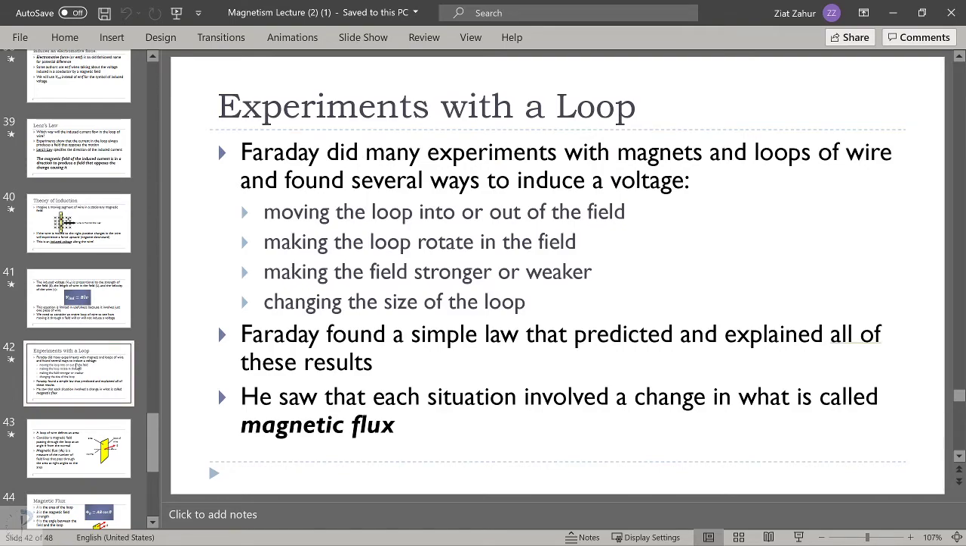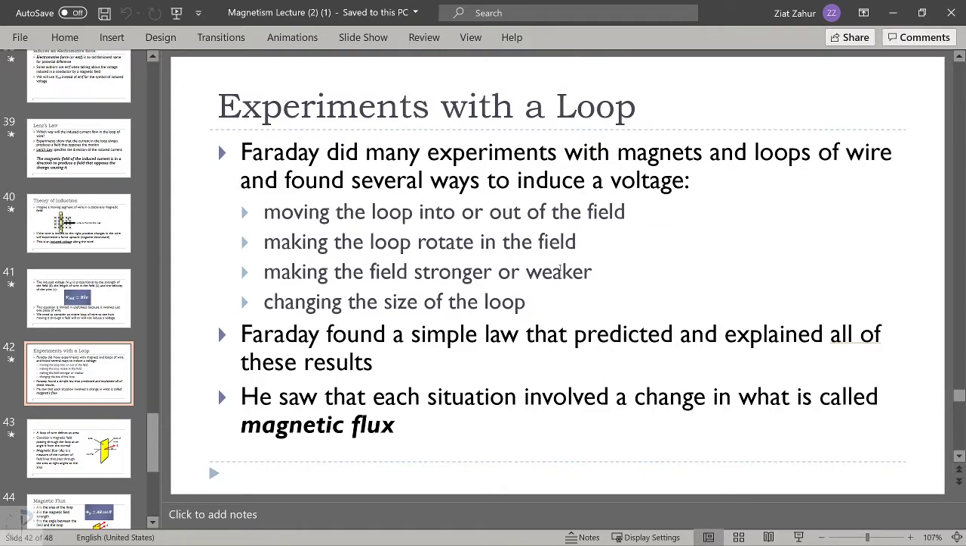So what are other ways to produce voltage? Faraday did many experiments. Moving the loop into or out of the field. Anytime you move the loop of wire in or out. And then rotating the loop in the field. When you rotate it, you want to imagine the field as vectors, as arrows. The field cannot go through the hoop. So if your hoop is 90 degrees to the field, then the arrows can't really penetrate the loop. Therefore, it doesn't actually produce voltage.